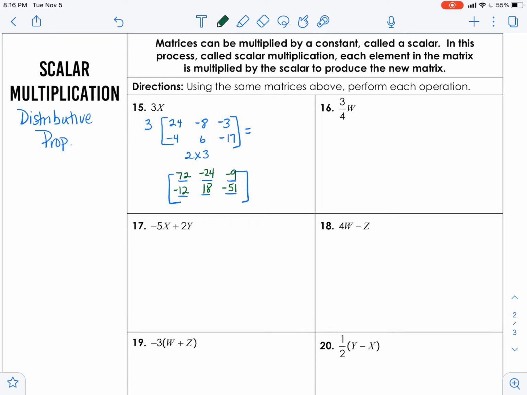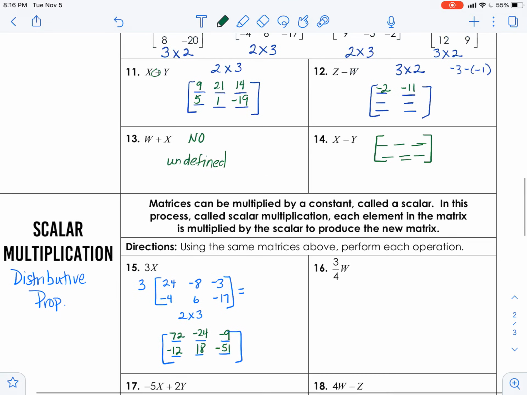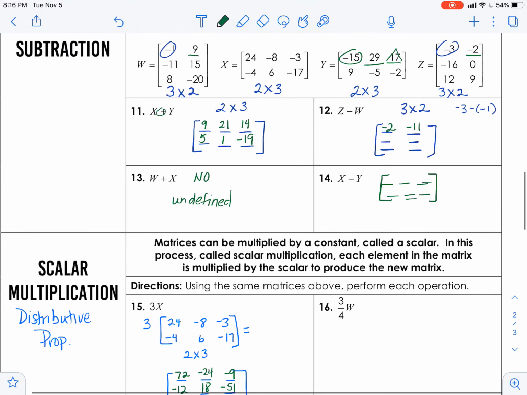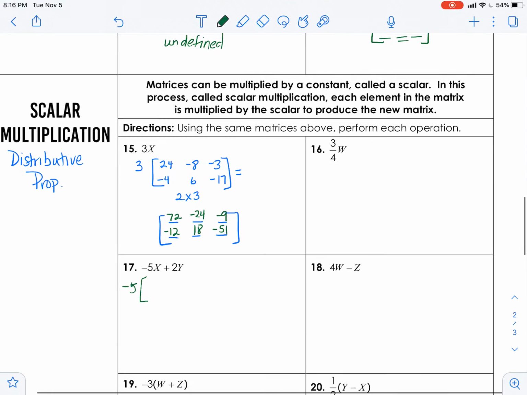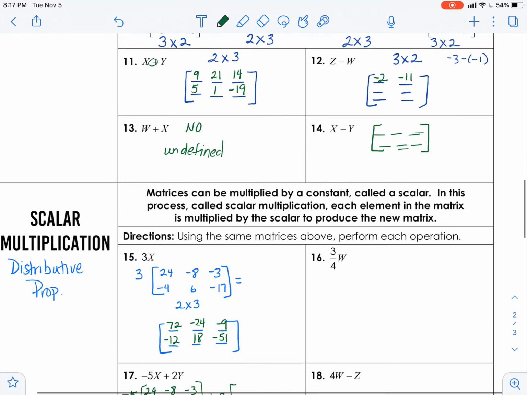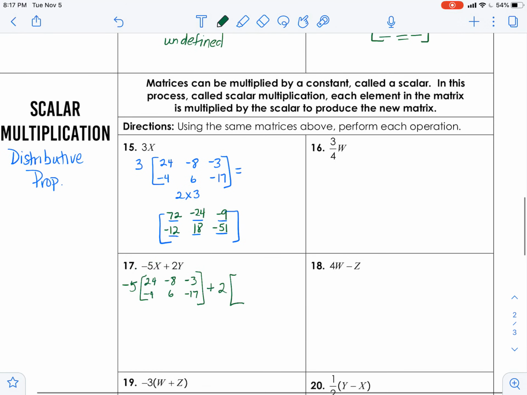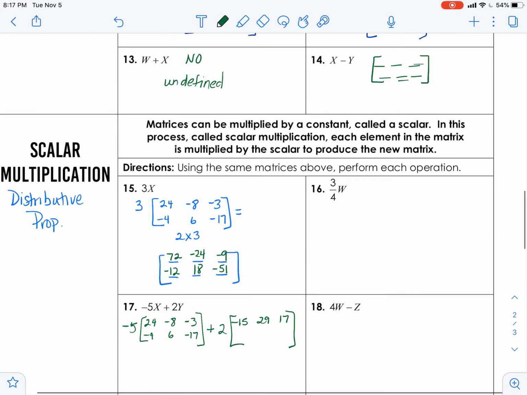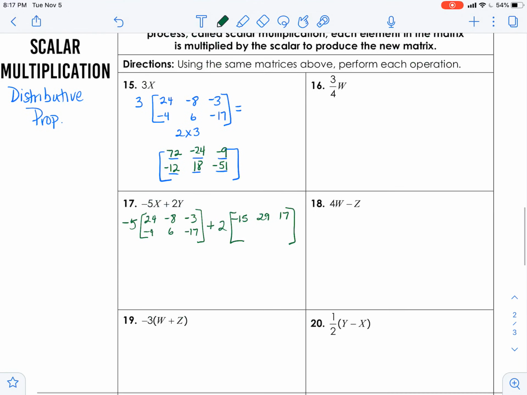So let's do number 17. Number 17 says to take a negative 5 times the x. Let's go see what x is. Okay, x is a 2 by 3. Let's just make sure we can do that. And y is a 2 by 3. So we're good there. So I'm going to take negative 5 times the x, it's a 4, okay, and then I'm going to add to it 2 times the y, and the y was a negative 15, 29, 17, and 9, negative 5, negative 2.